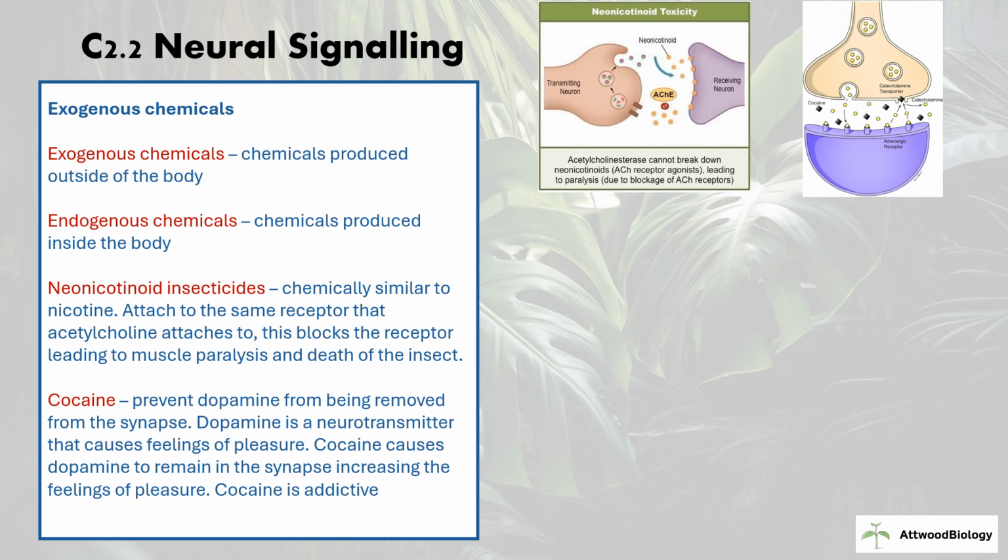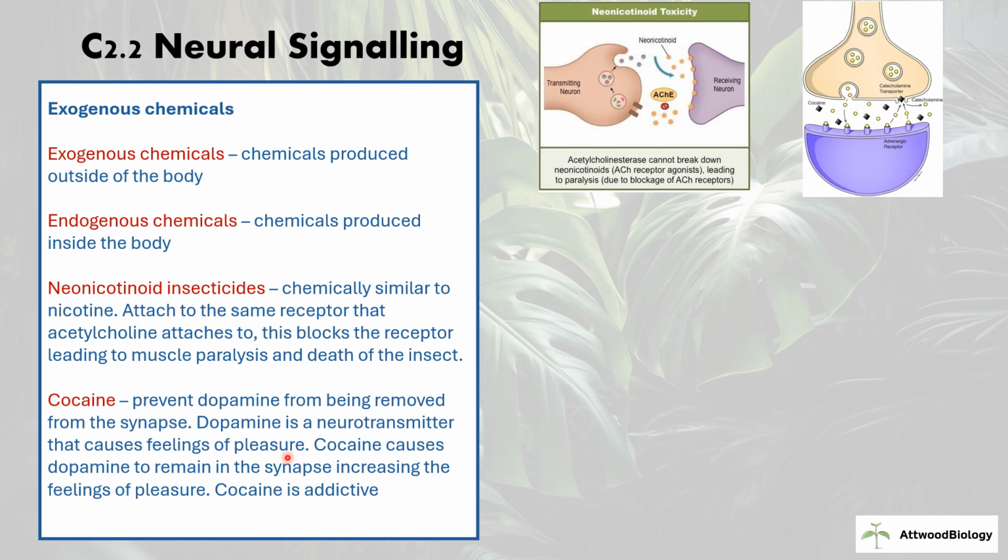Okay, so we have some more HL content here. We've got exogenous chemicals and endogenous chemicals. Exogenous chemicals are chemicals that are produced outside of the body, and endogenous chemicals are chemicals that are produced inside the body. Both of these can have an effect at synapses. Examples of exogenous chemicals might be some drugs, some medications. Endogenous chemicals are obviously natural compounds and molecules that are produced in the body.